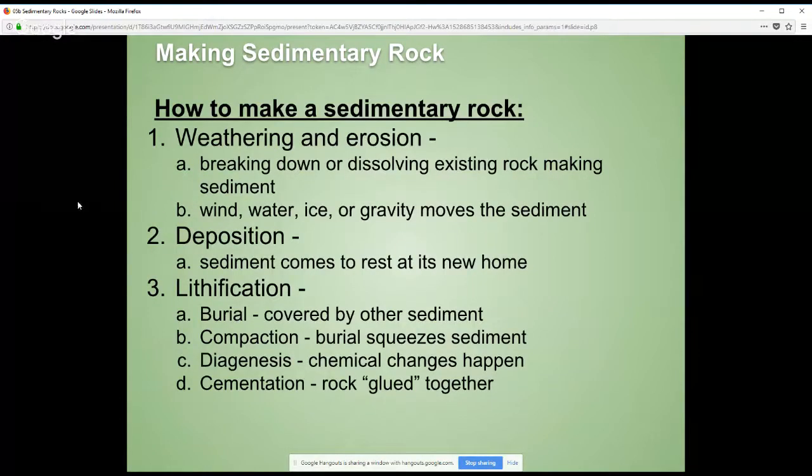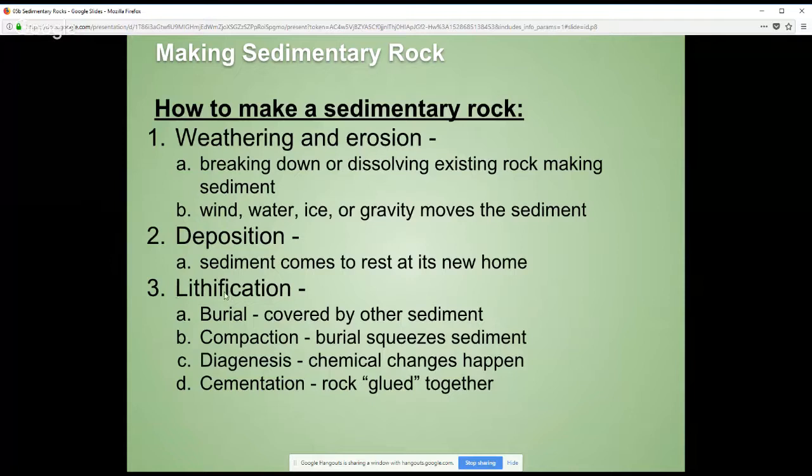So, how do we make sedimentary rock? Well, we start by weathering and erosion. There's actually a lecture in this series devoted to weathering and erosion if you want to learn more about it. But essentially, it's breaking down, dissolving existing rock to make sediment, pieces of existing rock. And then that sediment is carried or moved sometimes by wind, water, ice, or gravity. Those eroding agents deposit that sediment via the process of deposition, and it comes to rest in its new home, its environment of deposition, the environment where it was deposited. Deposited means laid down, set down, right?